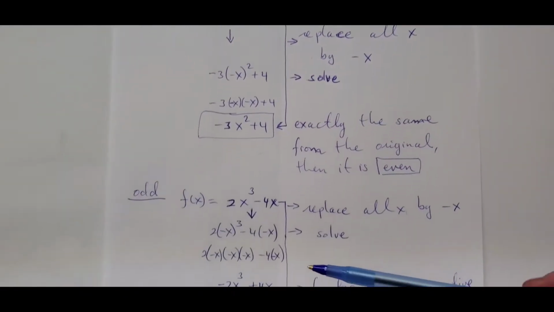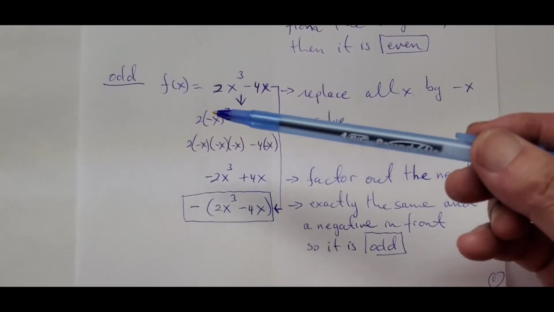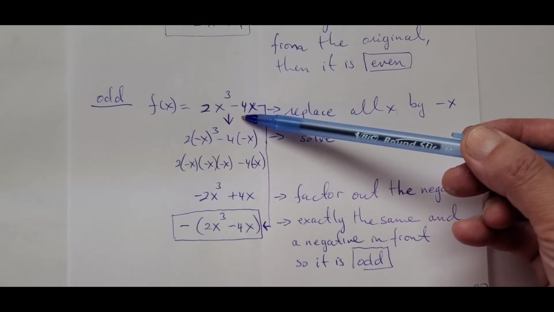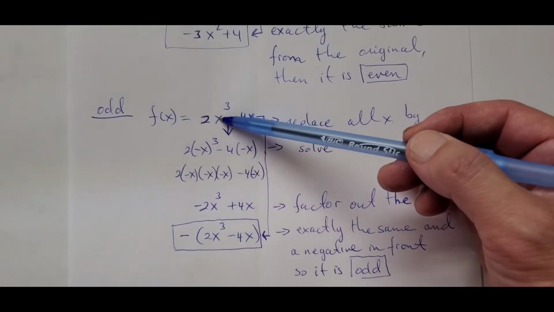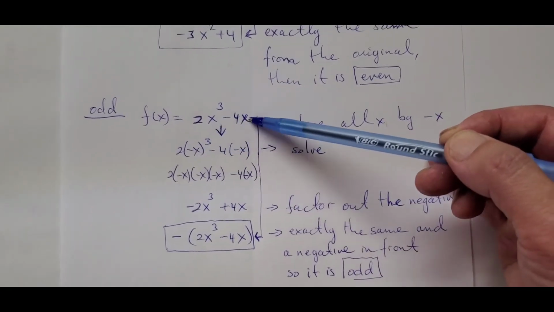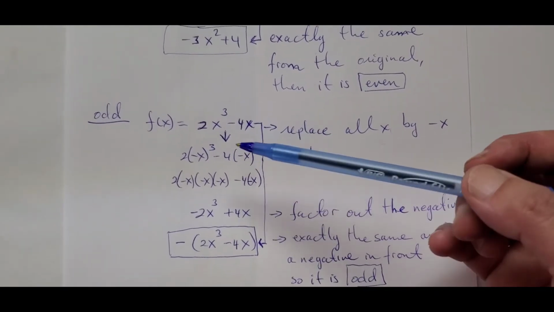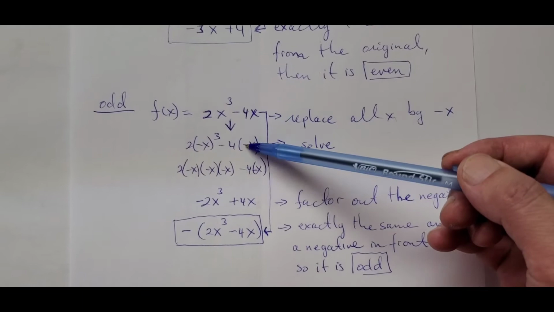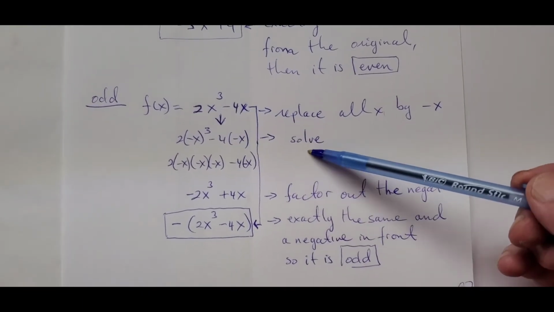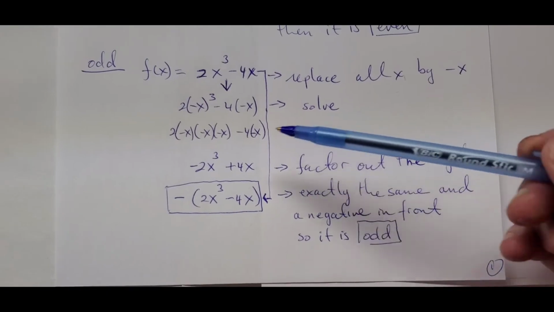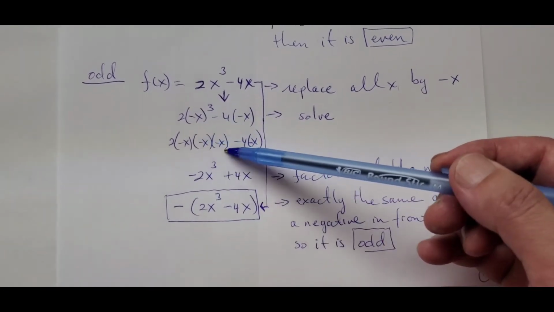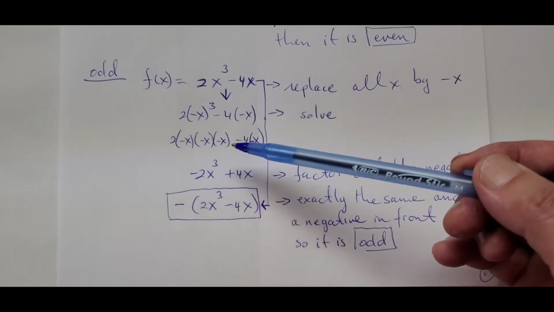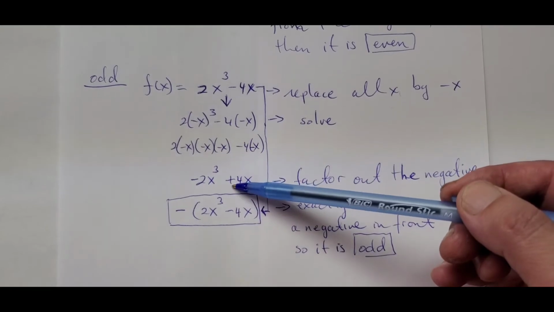Now the odd function is the same. Here we have a function, and the same rule applies. Replace all x by negative x, then solve, simplify, order of operations. So I have 3 times negative x cubed, but negative and negative become positive. Another negative stays negative. Negative and negative is plus 4x.